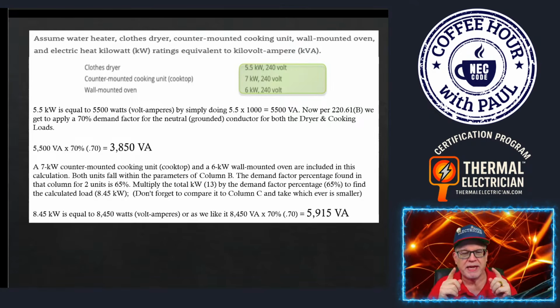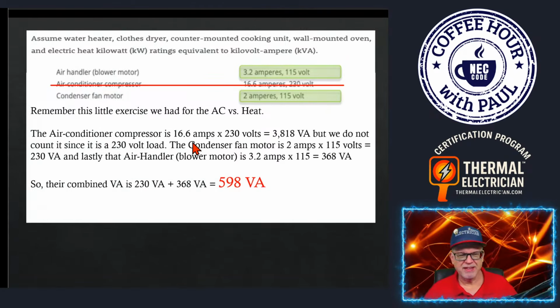Under 220.61(B), we now can take an additional demand. And that additional demand is what? That additional demand is going to let me apply that 70% to that. So I take that 8,450 and multiply that by 70% or 0.70, and that gives me 5,915 VA. Guess what? That's our cooking contribution to the neutral. Pretty straightforward, right?